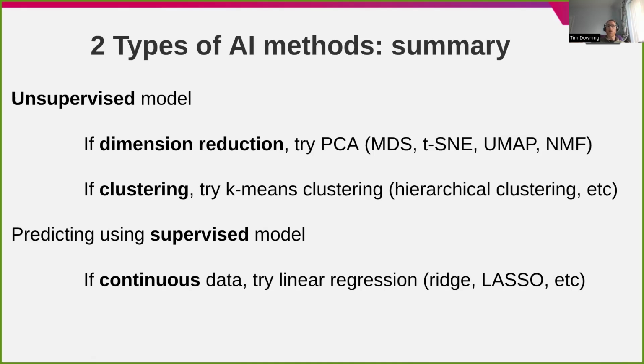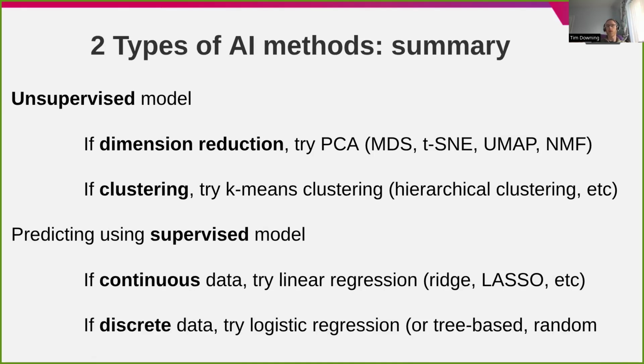If we have continuous data, we might try linear regression, which is what we're going to try later, and there are many different types of that. Whereas if we have discrete data, we're effectively using logistic regression, again, to try to categorize the groups using some sort of decision-based system, which could be tree-based, random forest, gradient boosting, and so on.